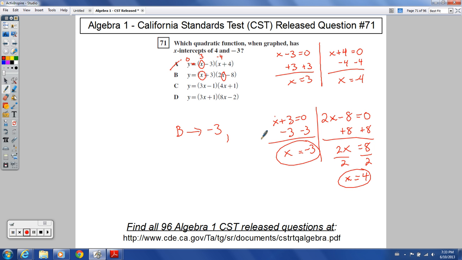And again, you can fall back on this if you can't mentally see what would plug in here to give you 0 for these factors. So that one, negative 3, positive 4, that's exactly what I was looking for. Choice B looks like the answer. These other ones are a little trickier, I think. But for choice C, let's work that one out.